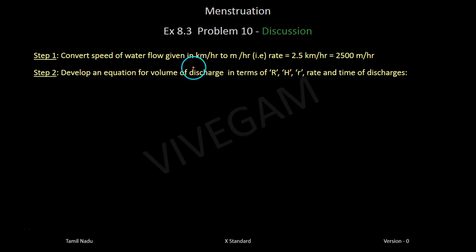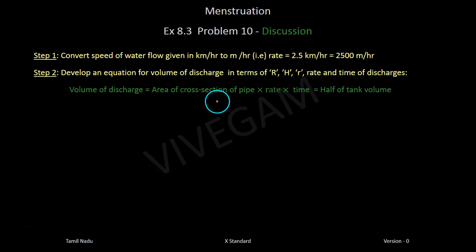Step 2. Develop an equation for the volume of discharge in terms of capital R, capital H, small r, that is the radius and the height of the tank, and the radius of the pipe, the rate and time of discharge. That's what we saw earlier. That is volume of discharge equal to area of the cross section of pipe into rate into time, that is half the tank. So on putting all the variables we get this equation. So this is the second step, because once you develop this, then the problem is easy to solve. So in this, time alone is not known.